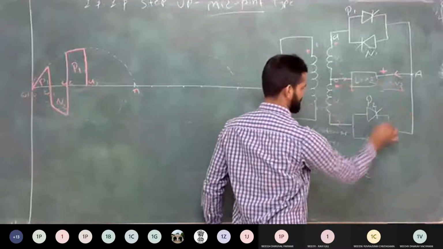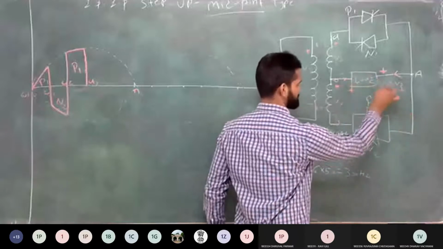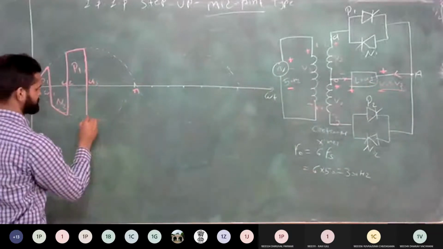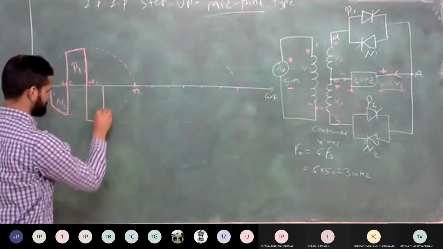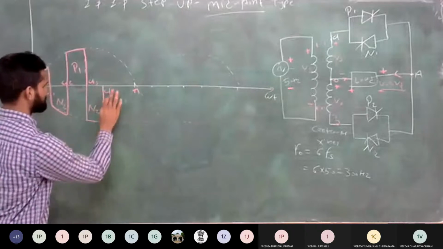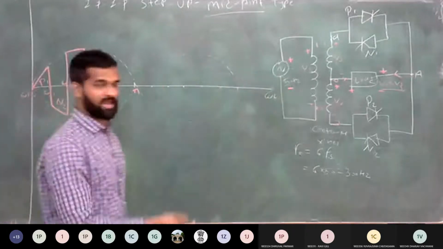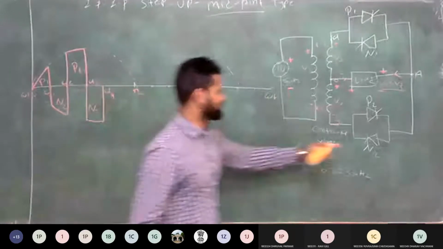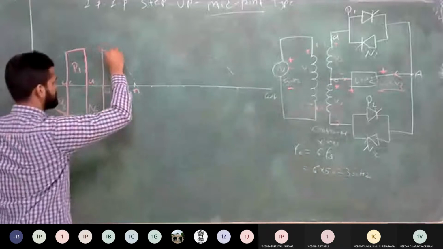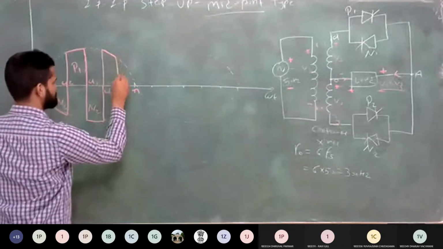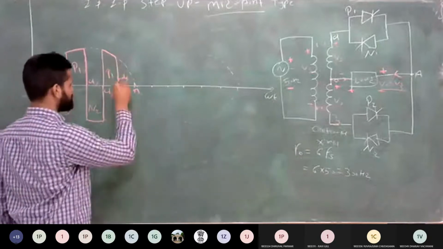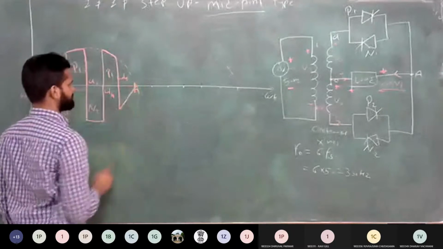So now current is flowing in this direction. Current is negative, voltage is also negative, so that follows the envelope of negative voltage this way up to the angle omega t4. Clear? Now again after that I require the positive voltage, so forcefully commutate N2 and turn on P1. So again that follows the positive envelope up to the angle omega t5. And then again turn on N2, so that follows the negative envelope.